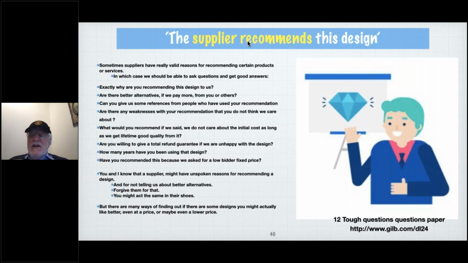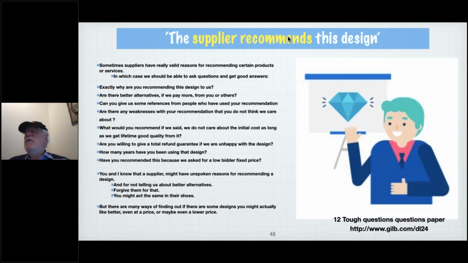Now, I have a thing called a 12 Tough Questions paper. We'll meet this later. It asks some questions about what the supplier recommends, like would they guarantee that it gives you the value levels at the cost levels that they're talking about? In other words, would they give you a no cure, no pay contract for that design?